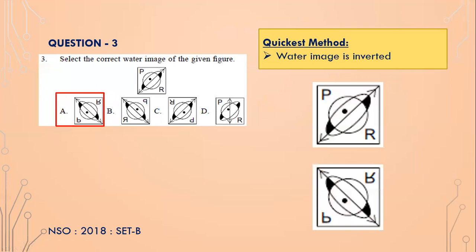Select the correct water image of the given figure. Again, the water image is inverted, isn't it? It's a reflection. It's inverted. So this is how the water image will be.